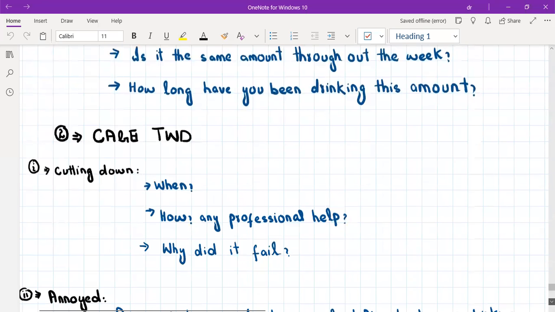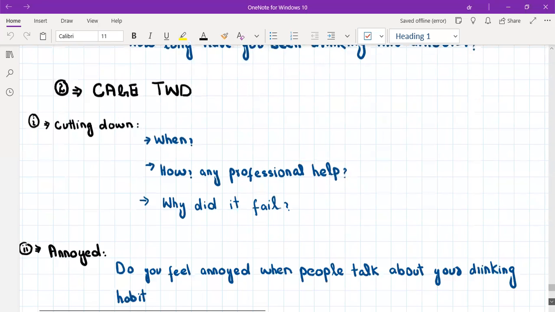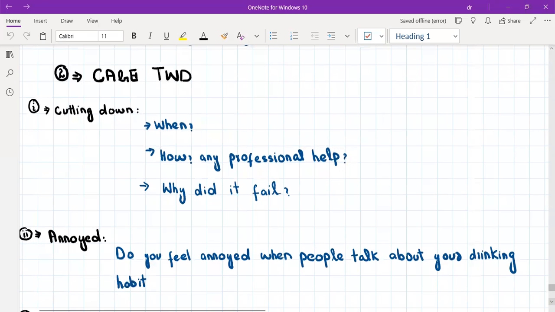The next part is establishing the dependence: whether this person is actually and truly dependent on alcohol, and how severe his dependence is. For this, we have the criteria of CAGE-TWD, which is basically an acronym. C stands for cutting down, A for annoyance, G for guilt, E for eye opener, T for tolerance, W for withdrawal, and D for dependence. These are a series of questions that we need to ask in order to establish whether a person is dependent on alcohol or any other drug.